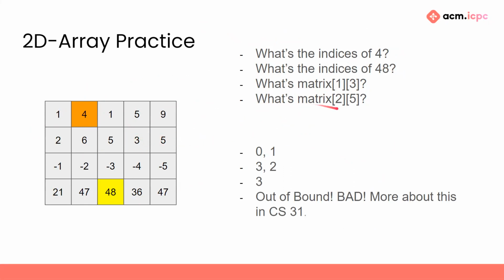And finally, matrix 2, 5. We go to the third row, and then we need to go to the sixth column. Notice that it's 5 here, and we need to add 1 to it. It goes out of bound. And this is bad, but it doesn't necessarily crash your program. This is because of the implementation of C++ vectors and arrays. You will learn more about this in CS31.